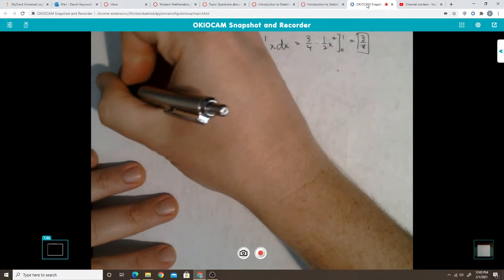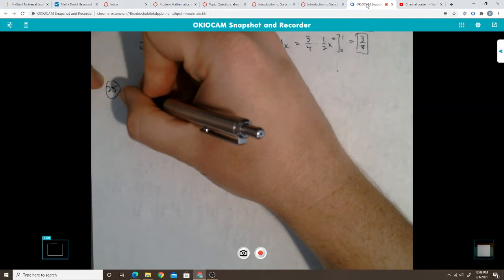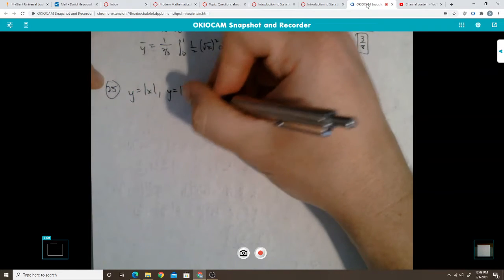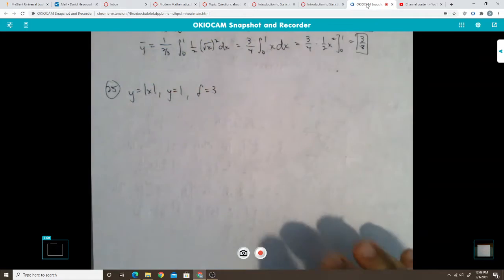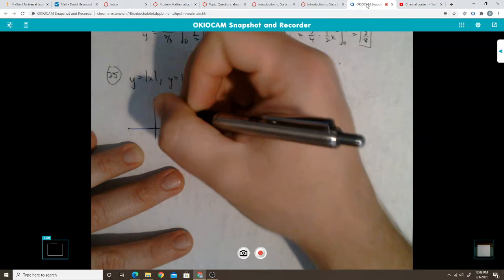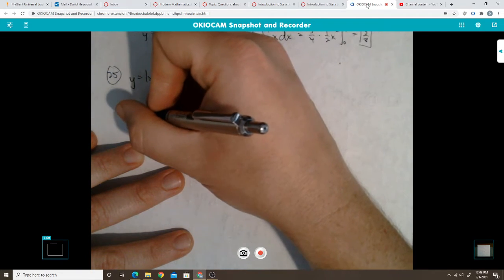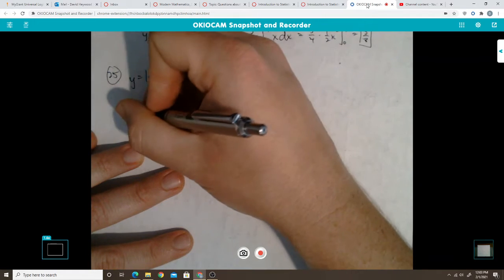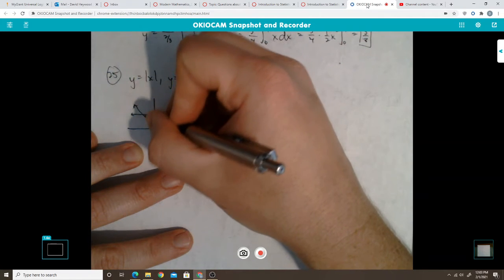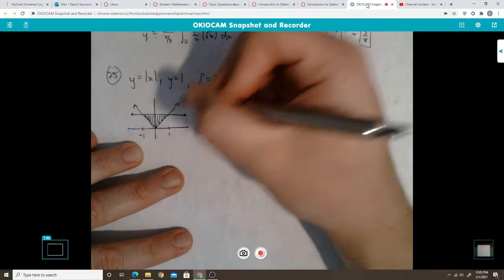All right, so for 25, we've got y equals absolute value of x, y equals 1, and the density is 3. Okay, so first of all, picture. Absolute value of x is going to be a V shape like this, and y equals 1 is just this horizontal line there. And so the region bounded by those curves is this thing here in the middle. The points of intersection are -1 and +1.